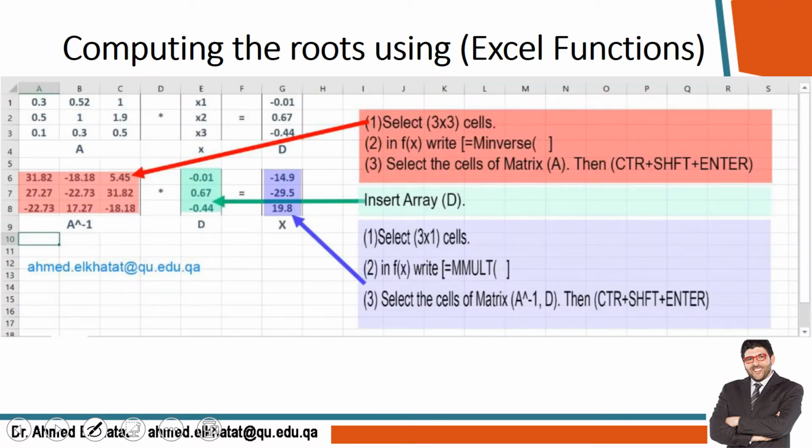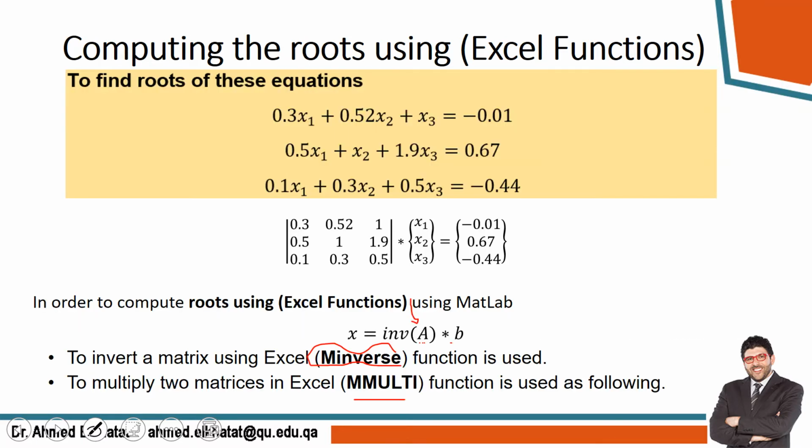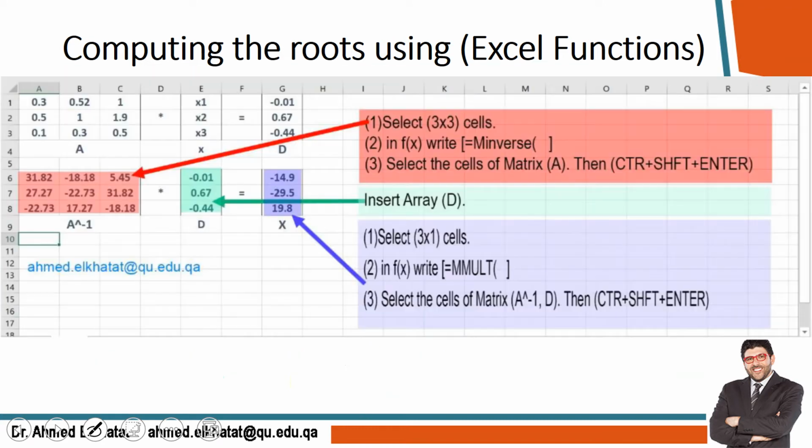For example, for this equation, we make it as here. We put the matrix A. Okay, we create matrix A, and here we put the B or D. Then we have x1, x2, and x3. So the first step is to invert. It's a little bit tricky here.